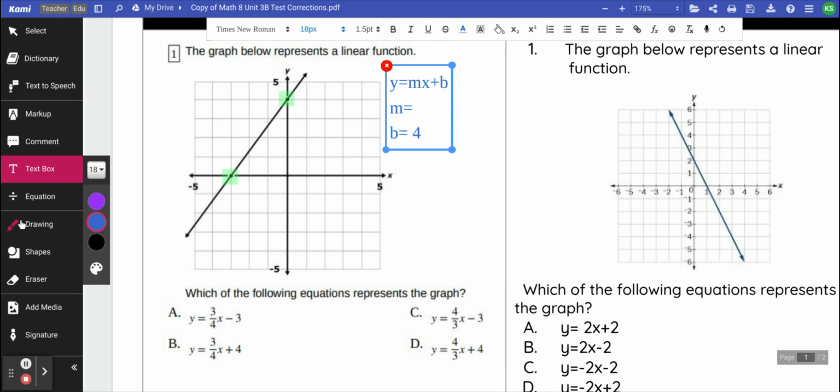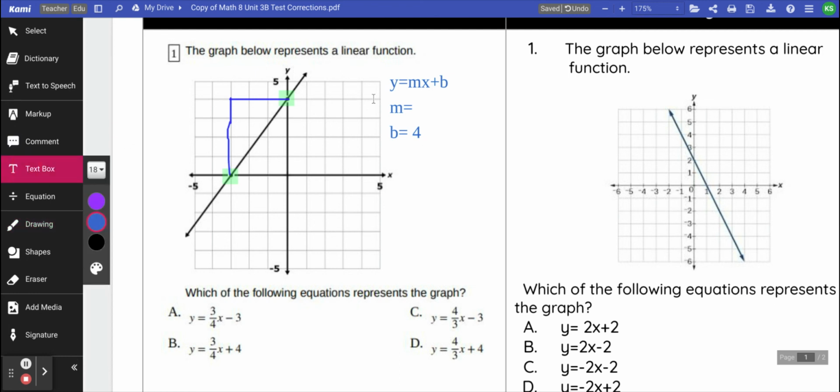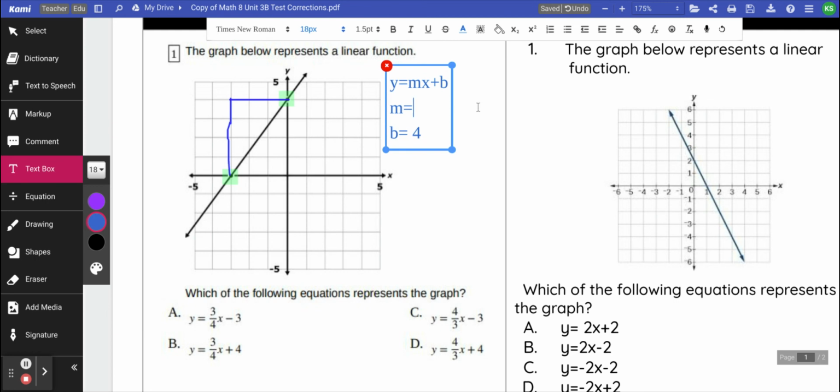Now we need to figure out what our m value is. So we have to use those 2 points to help us figure out the rise over the run. If we start at the point here and we move upward, we move up 1, 2, 3, 4 spots, and then we move over to the right 1, 2, 3 spots. So when we write our slope, because we're moving up 4, it's a positive 4. The run is positive 3 because we're moving to the right. So it would be 4 over 3.